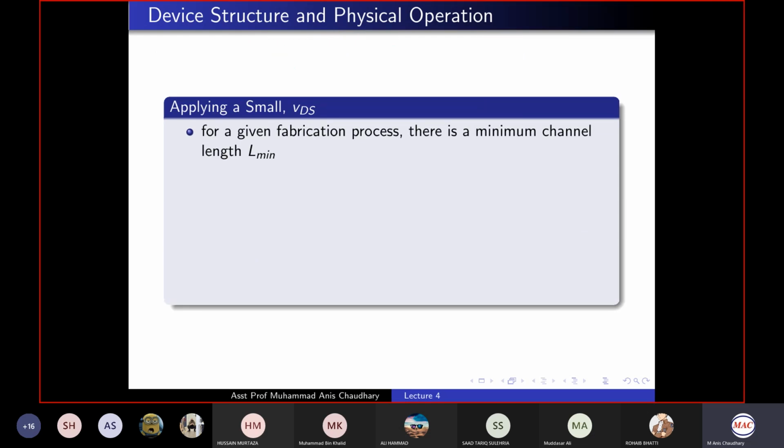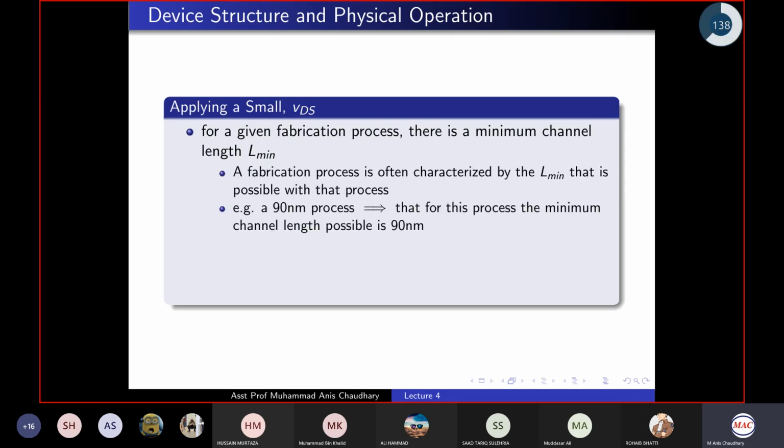So a given fabrication process is often characterized by the minimum channel length achievable, L min. So अगर आपको बताया जाए कि ये इंटेल का प्रोसेसर है जिसको 90 नैनोमीटर प्रोसेस से बनाया गया है, तो that would mean कि 90 नैनोमीटर प्रोसेस means कि उसमें जो मिनिमम डायमेंशन L है जो अचीवेबल है in that fabrication process is 90 nanometer. So the minimum dimension achievable in the given manufacturing process will characterize that process. So a 90 nanometer process means the minimum channel length that can be achieved by that process is 90 nanometers.